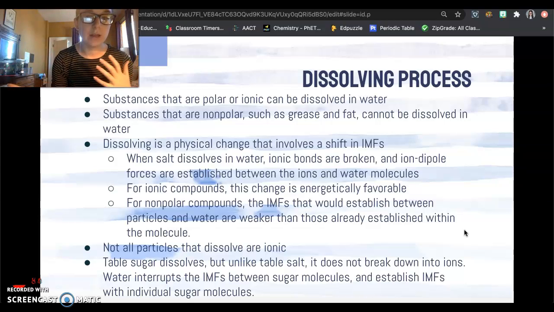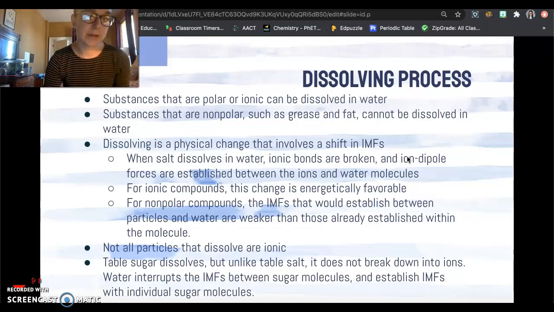For example, when salt dissolves in water, ionic bonds are broken, which is technically a chemical change, but ion dipole forces are established between the ions and water molecules. So the dipole, the water molecules, are attracted to ions. The positive side of the dipole is attracted to negative ions. The negative side of the dipole is attracted to positive ions. For ionic compounds, this change is typically energetically favorable, so that's why we see the dissolving process.